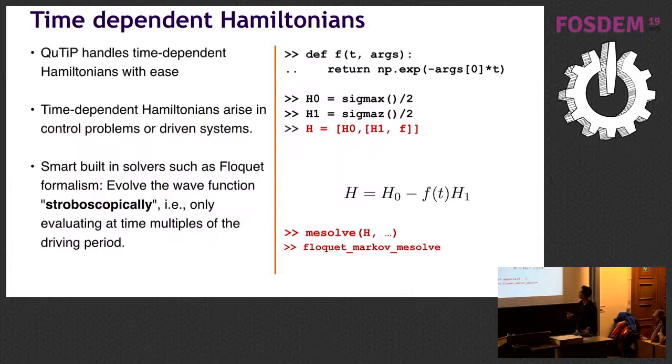Then QuTiP allows you to work with something which is called time-dependent Hamiltonians. So you write down the Hamiltonian of your system, but now it's not just a static function, but it can change with time. So if you take a quantum system and you're driving it continuously, you can even define that. There's just a slight change that you need to make in defining your Hamiltonian operator, which is that you make it a list of a constant part and a time-dependent function. And then you use all the QuTiP machinery which you can use with time-independent Hamiltonians.